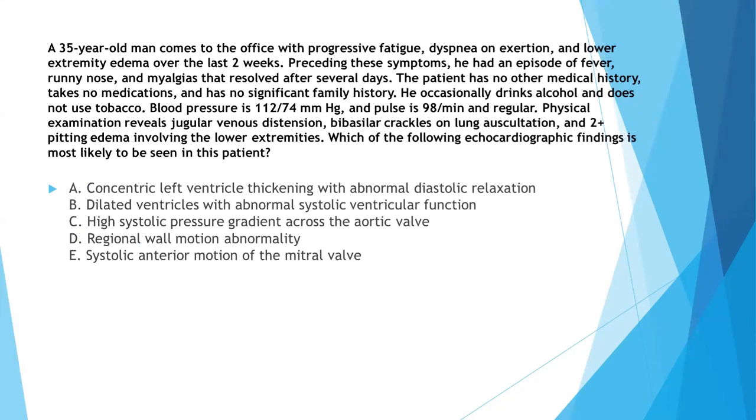Blood pressure is 102/74 and pulse is 98. Physical examination reveals jugular venous distension, bibasal crackles on lung auscultation, and 2 plus pitting edema involving the lower extremities. Which of the following echocardiographic findings is most likely to be seen in this patient? Concentric left ventricular thickening and abnormal diastolic relaxation, dilated ventricles with abnormal systolic ventricular function, high systolic pressure gradient across the aortic valve, regional wall motion abnormality, systolic anterior motion of the mitral valve.